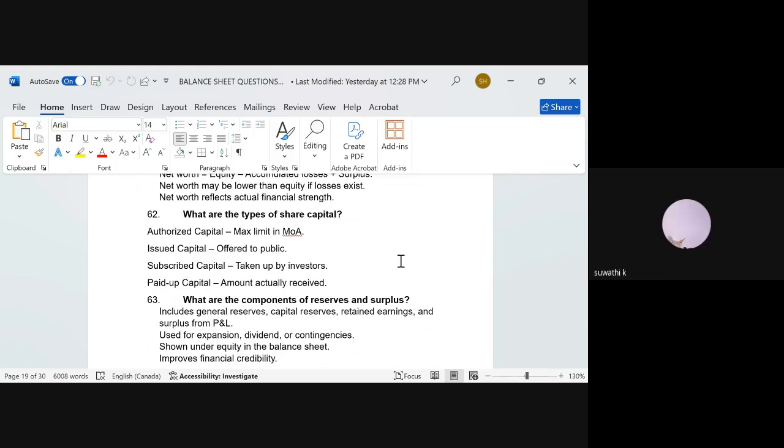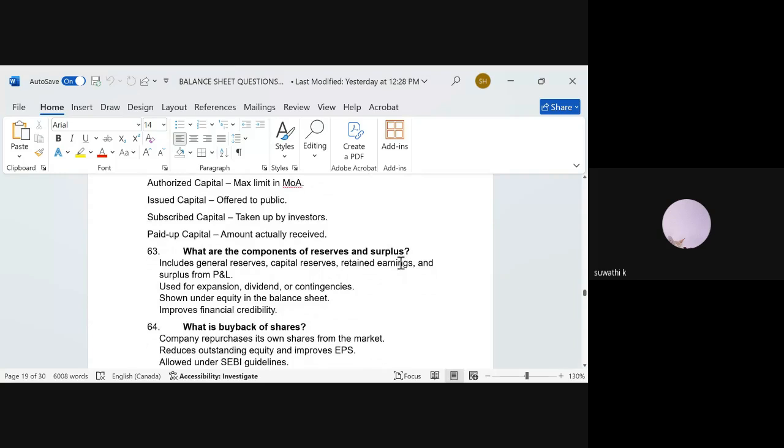What are the types of share capital? Authorized capital, the maximum limit, as per the memorandum of association. Issued capital, offered to the public. Subscribed capital, taken up by investors. Paid up capital, the amount actually received.